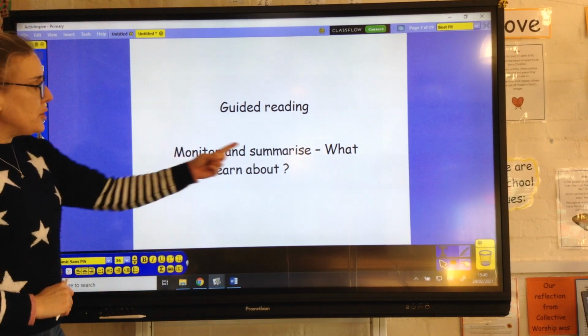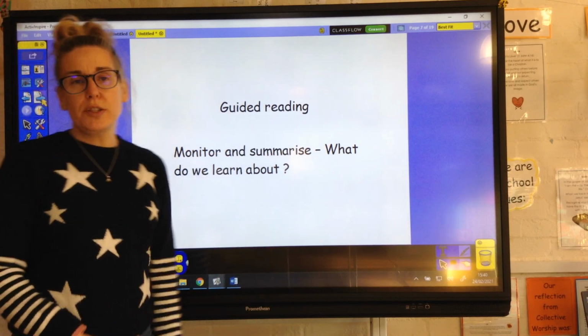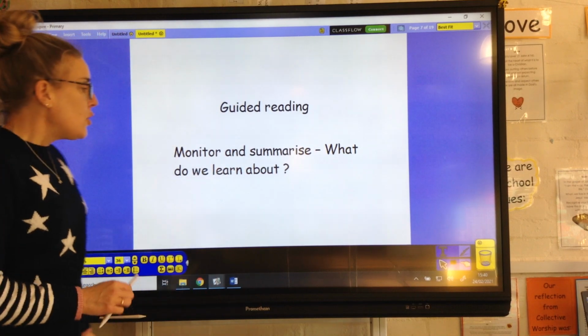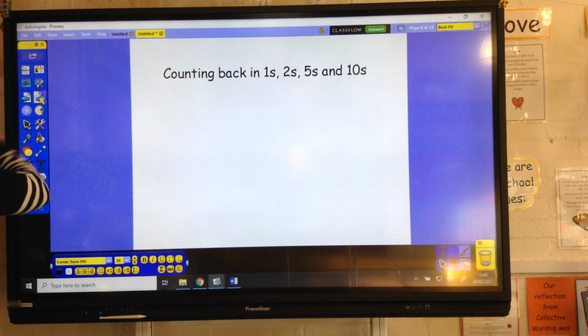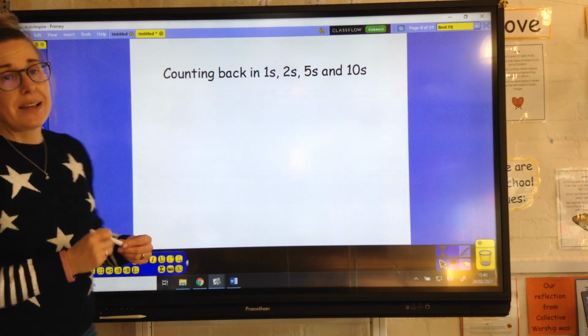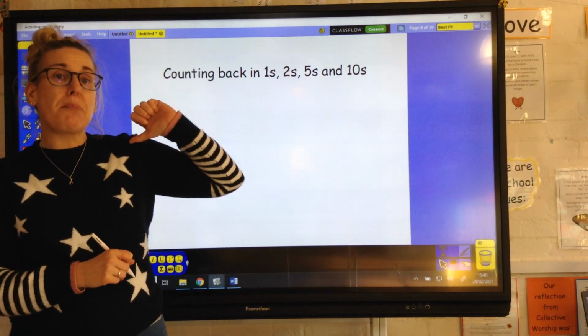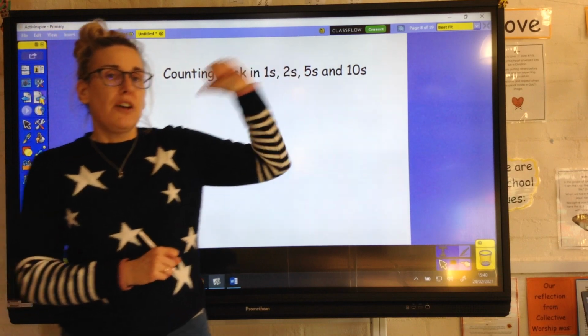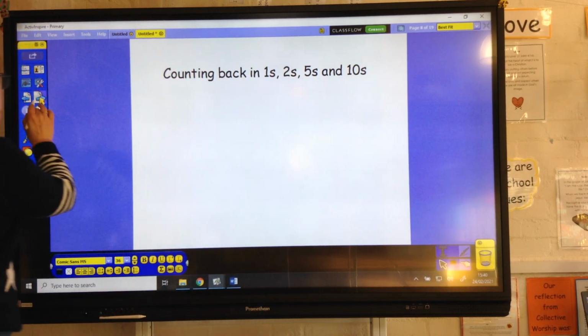Guided reading, we're monitoring and summarising what we learn about. So once you've done some reading, try to summarise what you've learnt about something. Counting back, so today I'd like you to do some counting back as a warm up and count back in 1s, 2s, 5s and 10s.